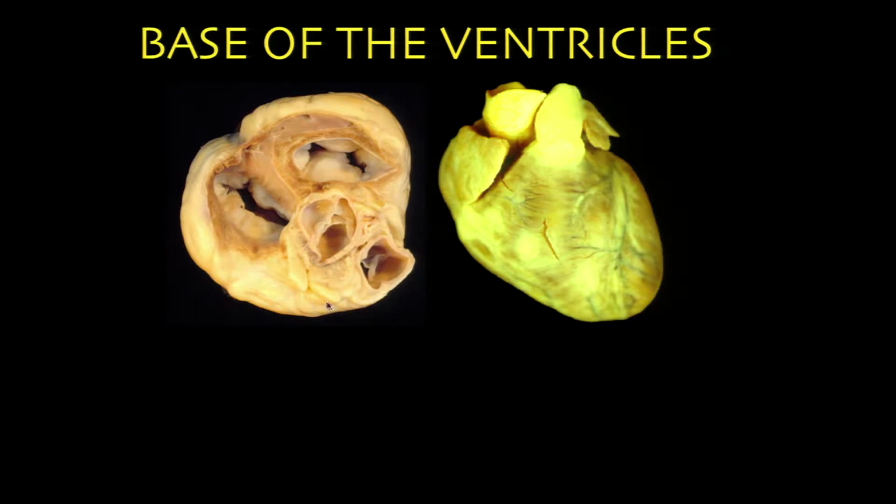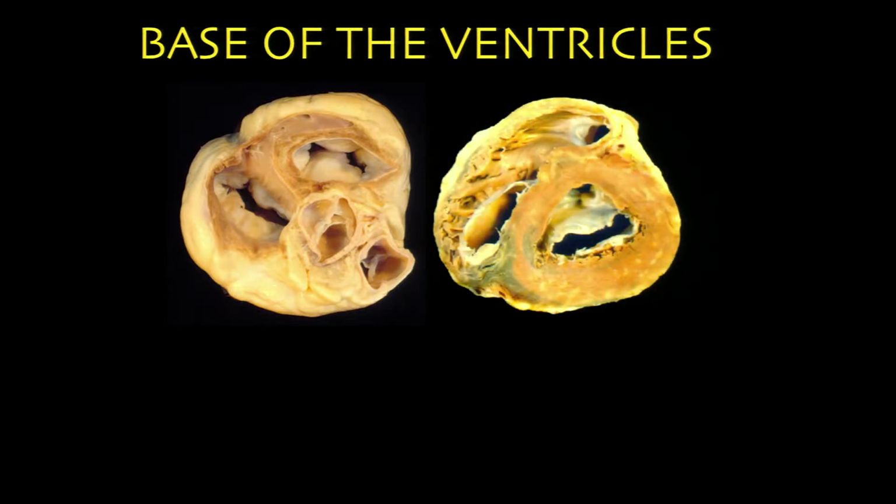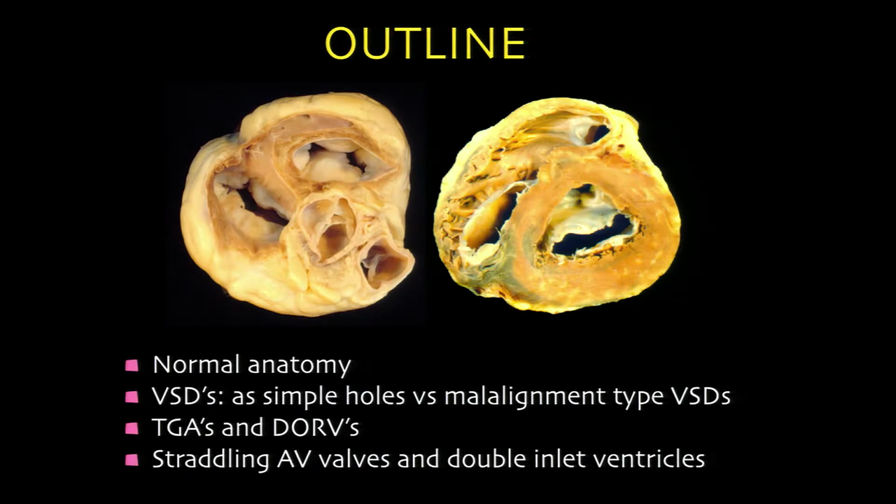Below, you have your ventricle, and then you know that your tricuspid, mitral, aortic, and pulmonary valves are pretty much in the same plane. So if you see that from below, there is a finding. What I would like to do today is review the normal anatomy very simply, the points of interest, and then also discuss VSDs as a simple hole versus malalignment type of VSDs.